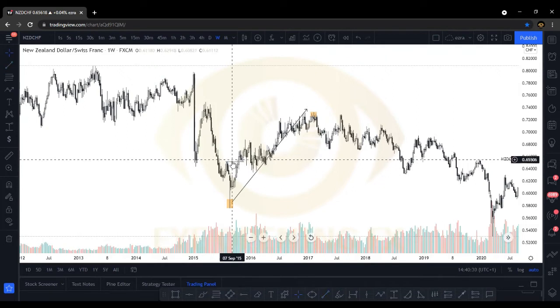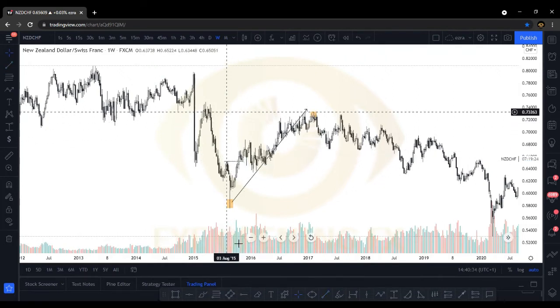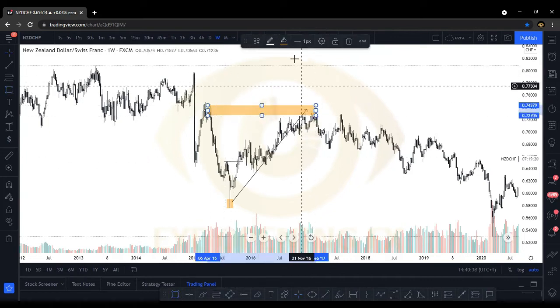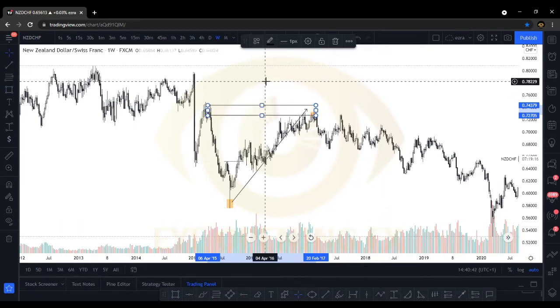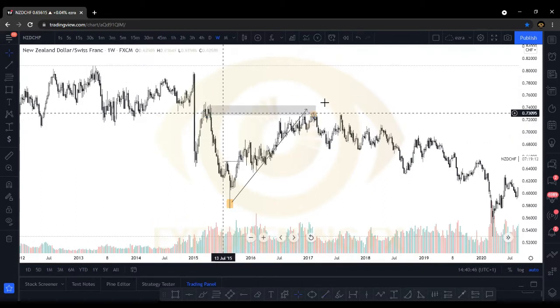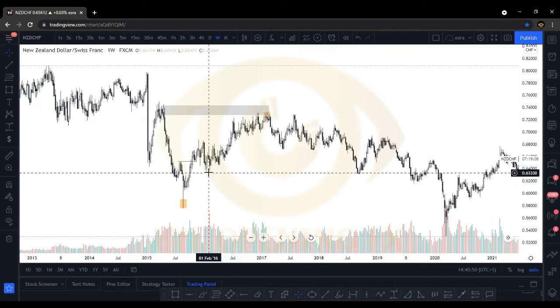After this minor breakout structure to the upside, it's ready to go to the primary point of interest or internal structure confirmation, which it did. The primary point of interest. Now, before selling, note this.